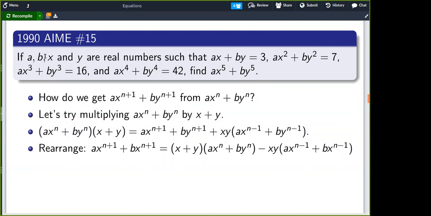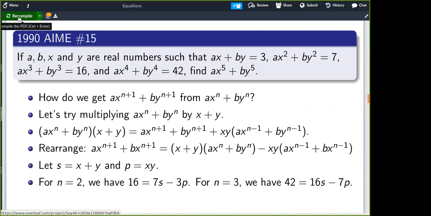So if we look at that equation with n equals 2, we have ax cubed plus by cubed equals x plus y times ax squared plus by squared minus xy times ax plus by. So if we substitute the values that we know there, we get 16 equals 7s minus 3p. And for n equals 3, the same equation becomes 42 equals 16s minus 7p.